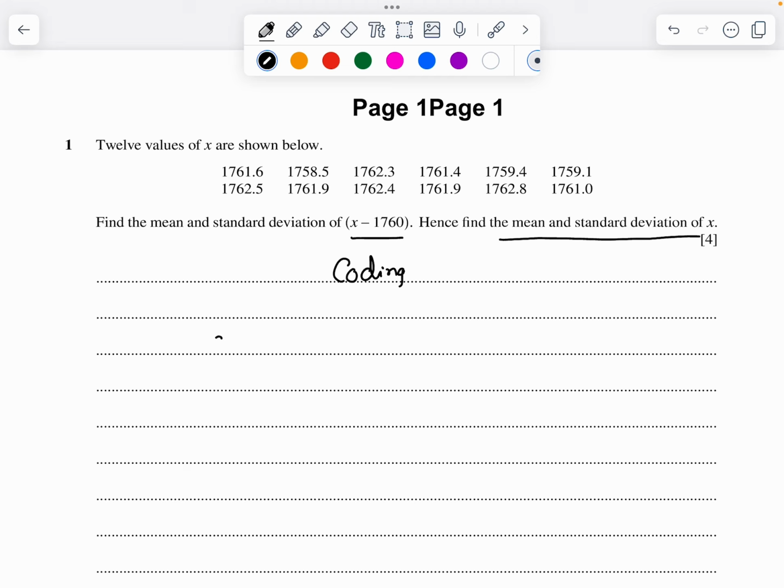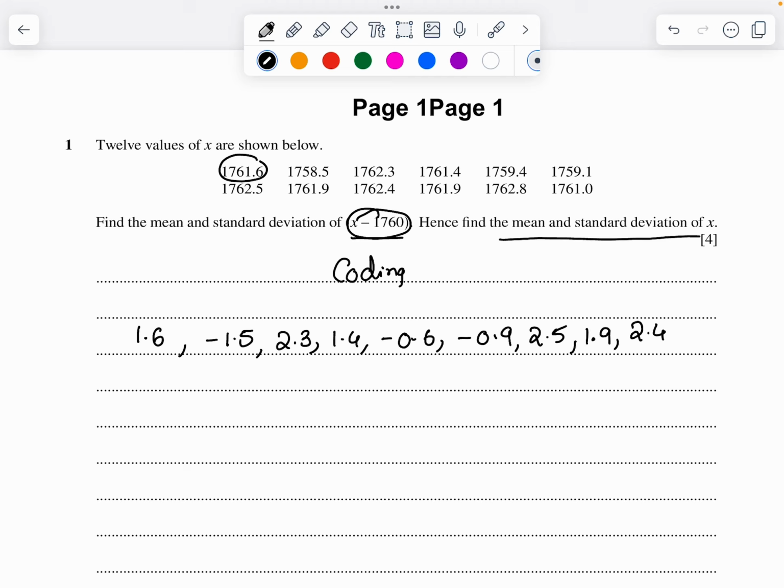For that we have to make two columns, original and coding. Before that he has done it out, x minus 1760. Every number is being subtracted with 1760. So the first number becomes 1.6, then the next number becomes minus 1.5, then 2.3, then 1.4, minus 0.6, minus 0.9, then 2.5, then 1.9, then 2.4, then 1.9, then 2.8, and finally 1.0.